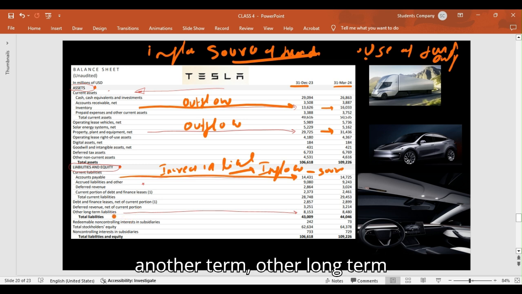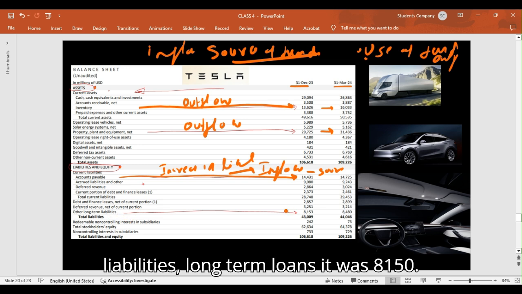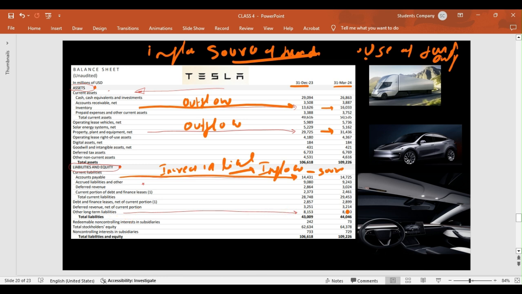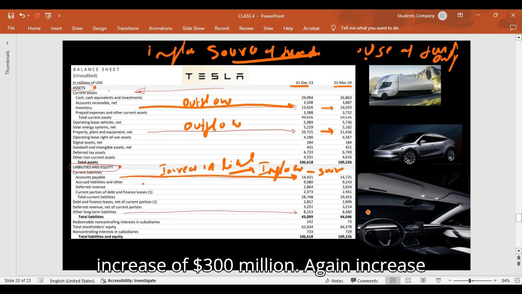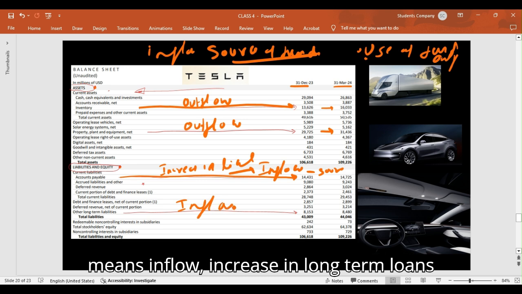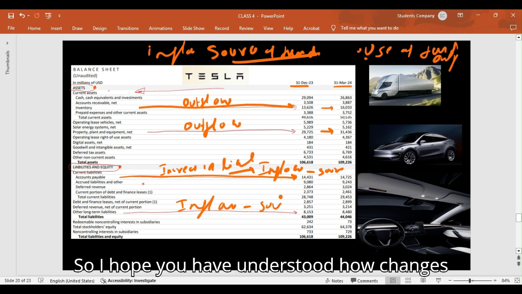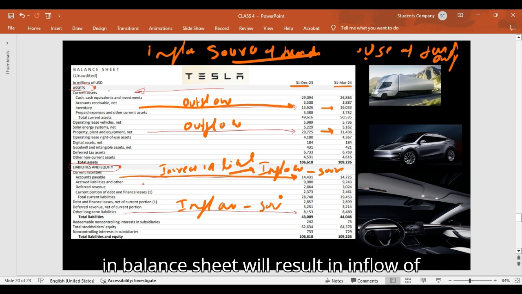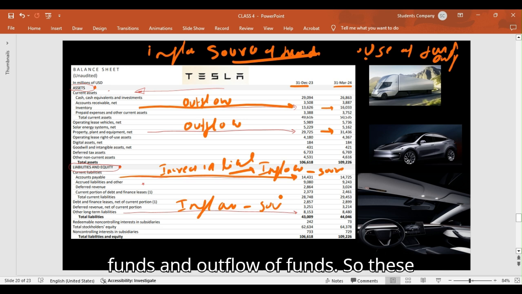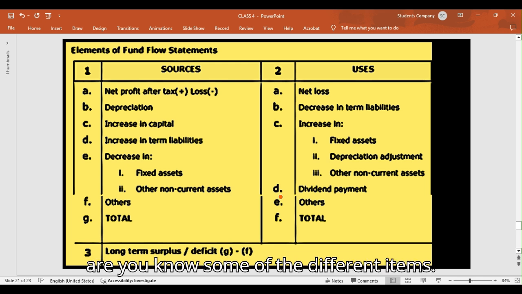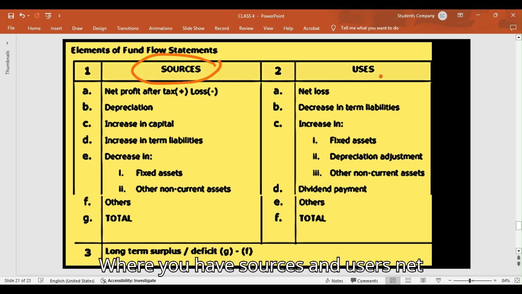Let's look at another term, other long-term liabilities. Long-term loans, it was 8,150. Now it's gone to 8,480. So roughly an increase of $300 million. Again, increase means inflow. Increase in long-term loans, inflow, and this is a source of fund. So I hope you have understood how changes in the balance sheet will result in inflow of funds and outflow of funds. So these are some of the different items where you have sources and uses.